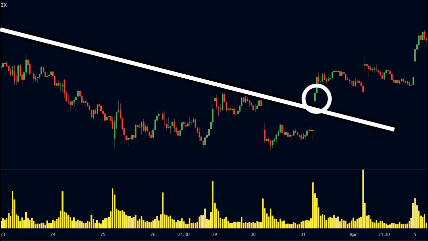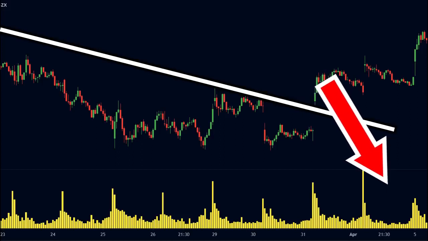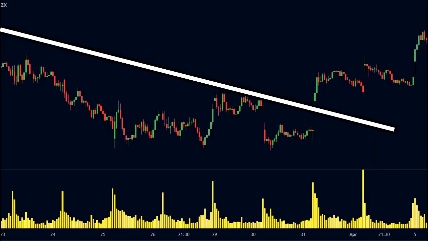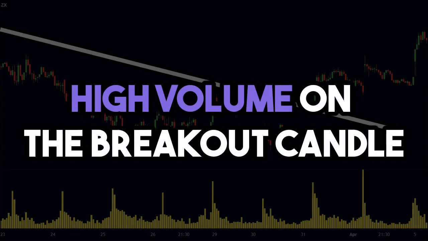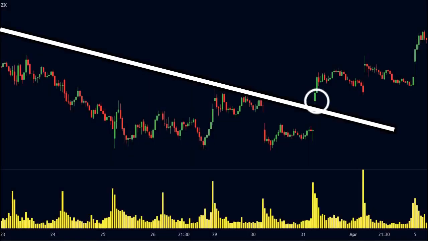Look at this candle. Here we see that the price has gapped up and broken the trend line. But at this point, the price could easily reverse and continue the downtrend. To confirm a strong breakout, we want high volume on the candle that broke the trend line. Again, this is the candle that broke the trend line.